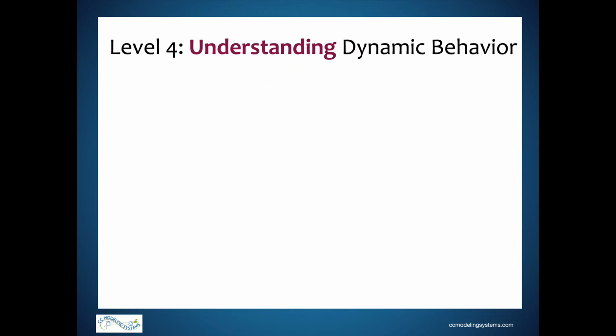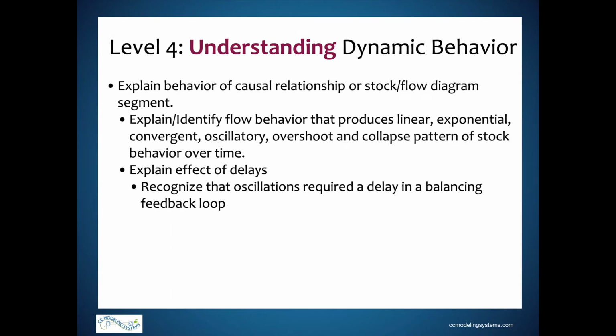Next, level 4, understanding dynamic behavior. In this level, we have explaining the behavior of causal relationship or stock flow diagram segment, knowing what produces linear, exponential, convergent, oscillatory, overshoot and collapse stock behavior, explaining the effect of delays.